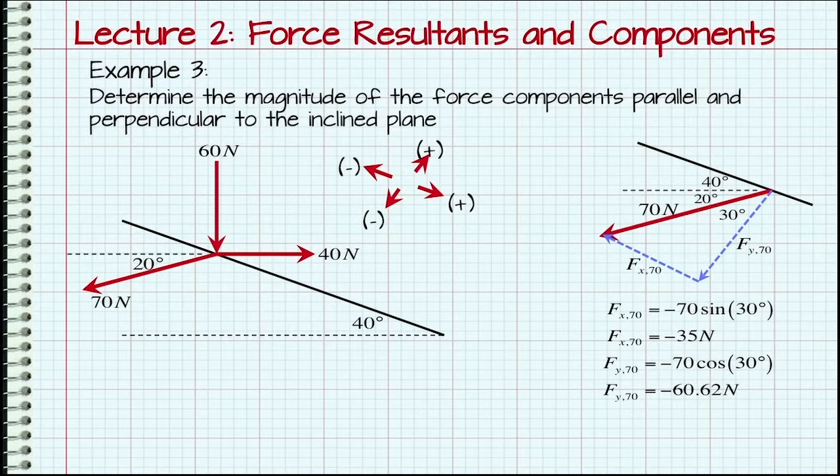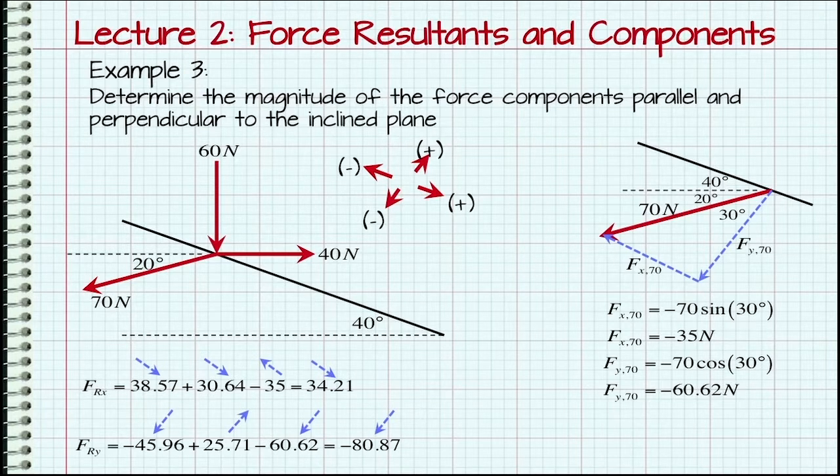Now simply sum up the force components, being careful to observe your sign convention and apply the correct sign to each force component. And that's it. We've determined the components of force parallel and perpendicular to the inclined axis. The component parallel to the inclined axis is 34.21 newtons running down along the axis, and the component perpendicular to the inclined axis is 80.87 newtons pointing into the inclined plane or axis.